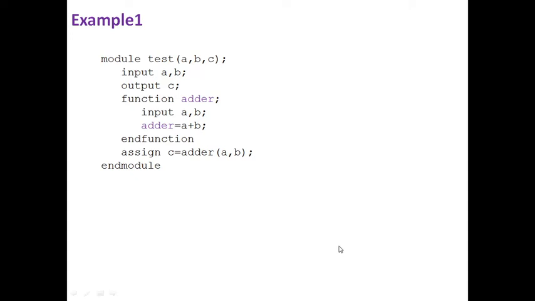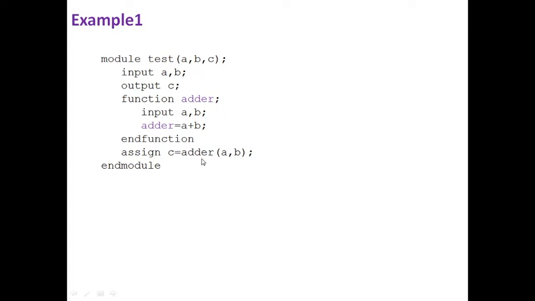Okay, let me take this example. Module test is my module name, with inputs and outputs, and a function adder. So actually I need to write assign; inputs are a and b, output is c. Here the module's job is assign c equal to adder of a comma b. That means adder is a function name, so we are calling the function with arguments.